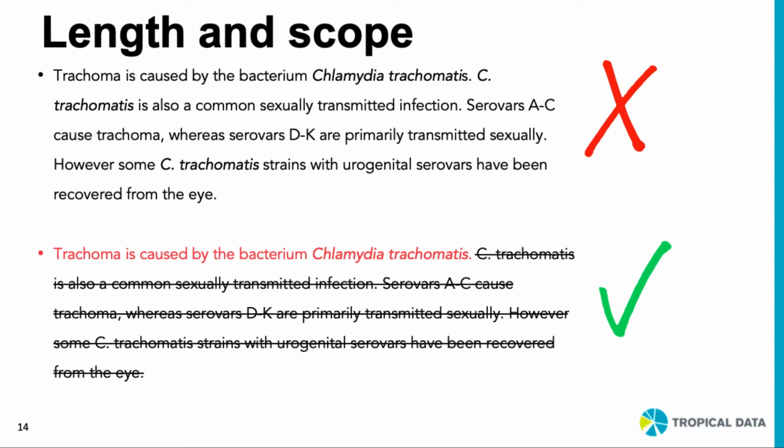For example, instead of writing the entire paragraph that you see listed first, we can simply write, trachoma is caused by ocular infection with the bacterium Chlamydia trachomatis, as the rest of the sentence is not directly relevant to population-level surveys for clinical signs of disease.